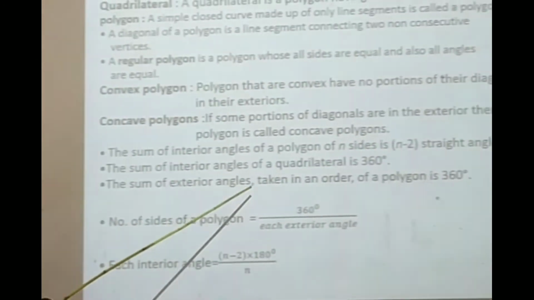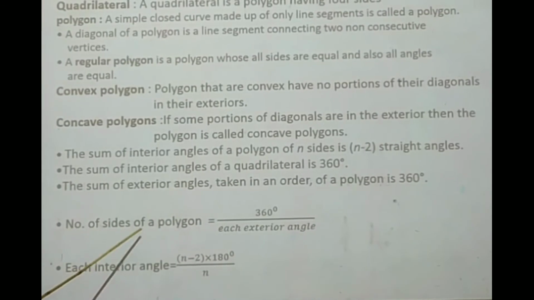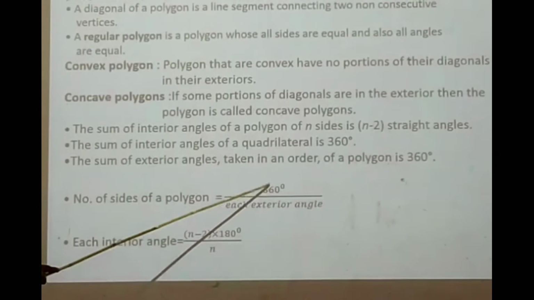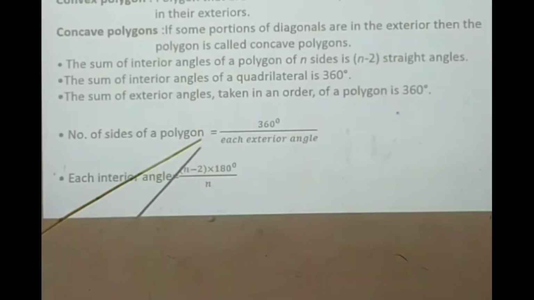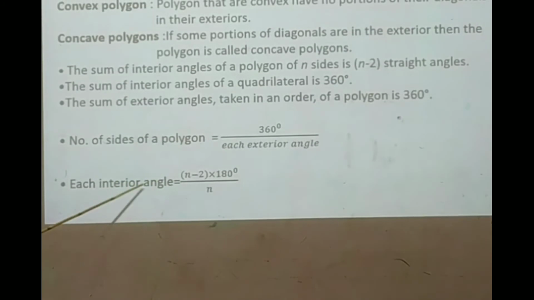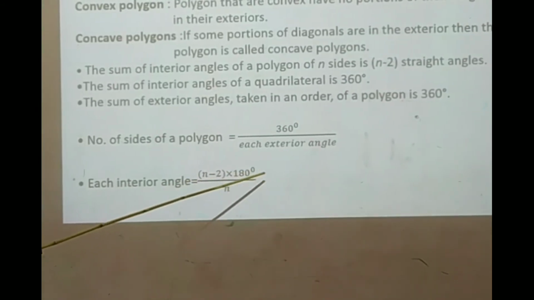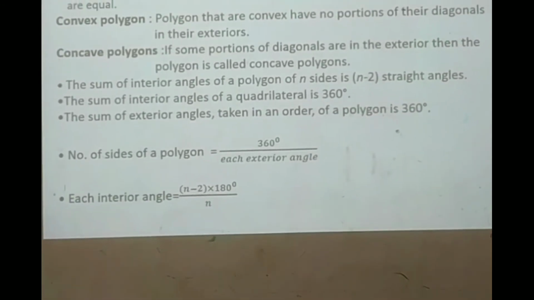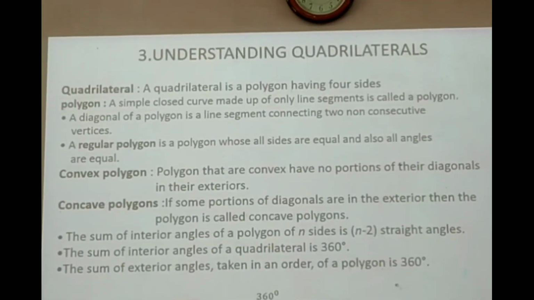The sum of the exterior angles taken in order of a polygon is 360 degrees. So how to find the number of sides of a polygon: it is equal to 360 divided by each exterior angle. Then you will get the number of sides of a polygon. And each interior angle is equal to (n minus 2) multiplied by 180, divided by n. n means number of sides. Then you will get each interior angle. Okay. Next slide.